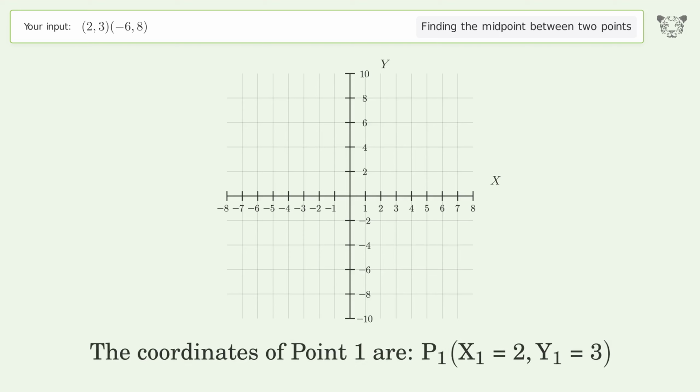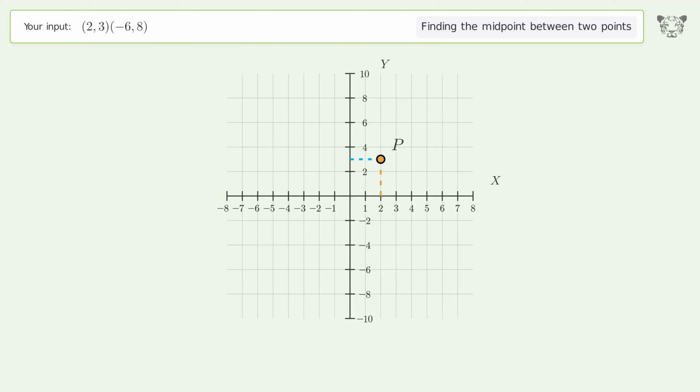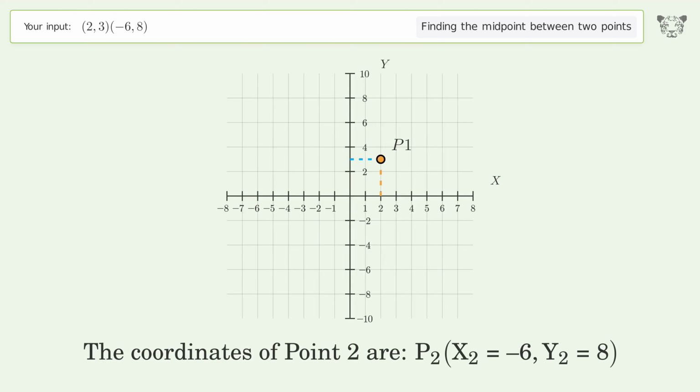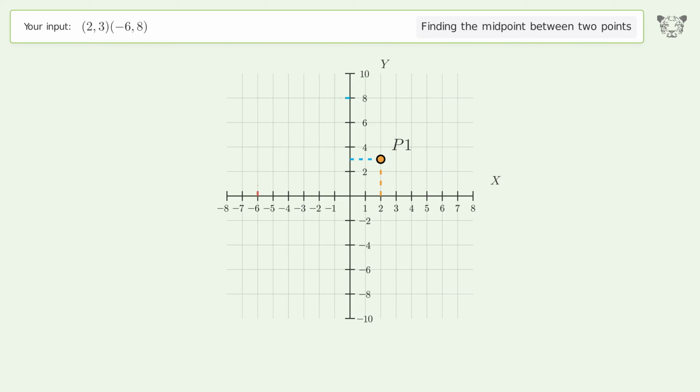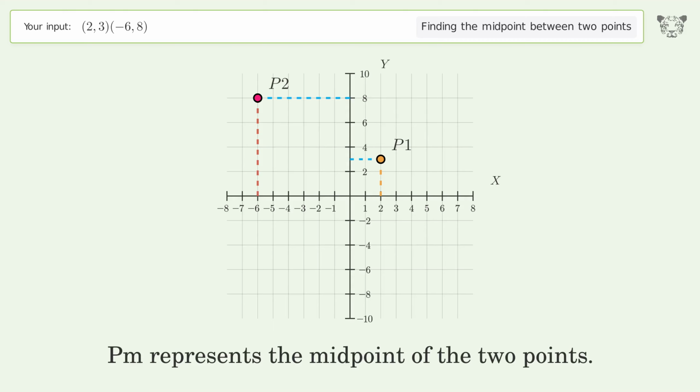The coordinates of point 1 are, x1 equals 2, y1 equals 3. The coordinates of point 2 are, x2 equals -6, y2 equals 8. PM represents the midpoint of the 2 points.